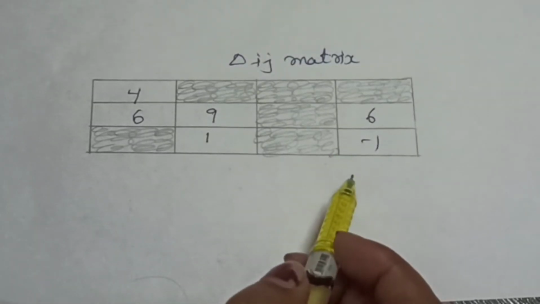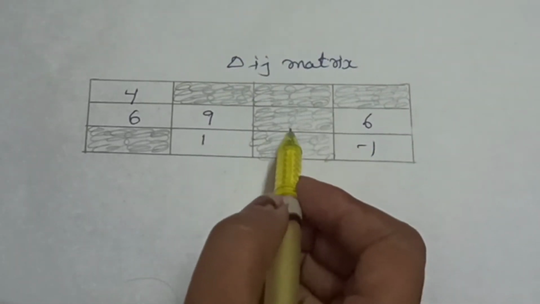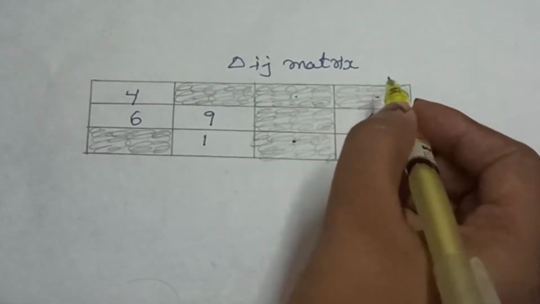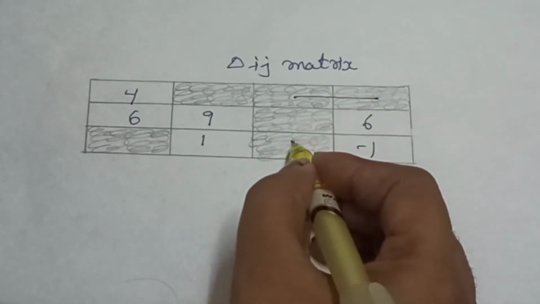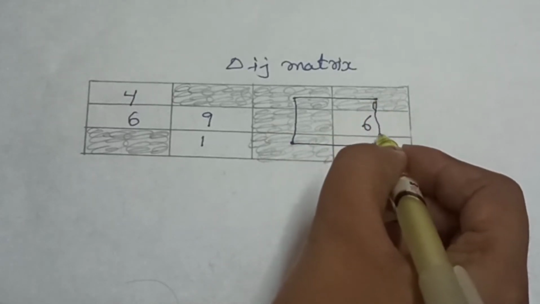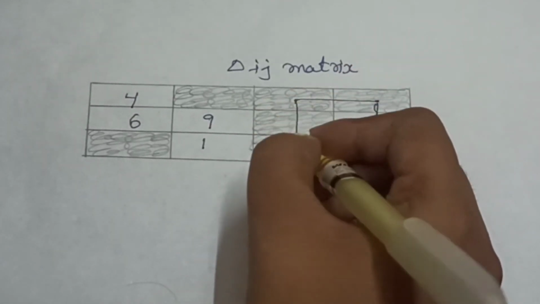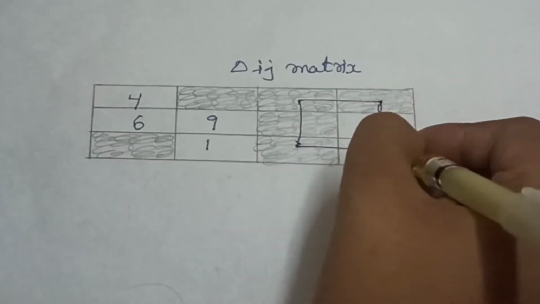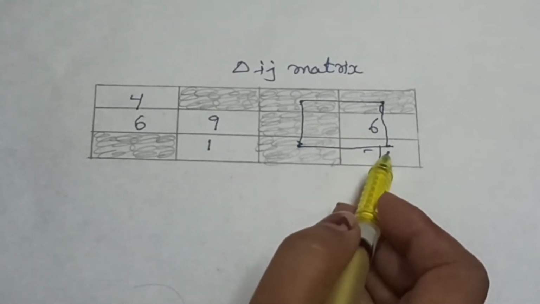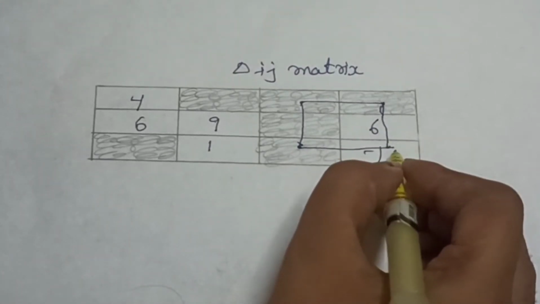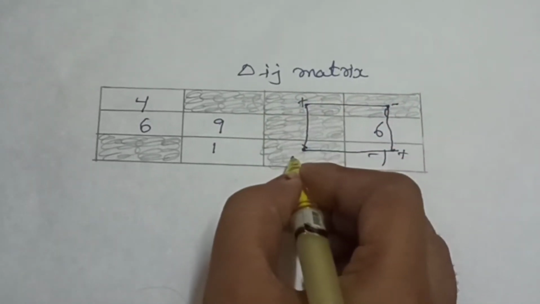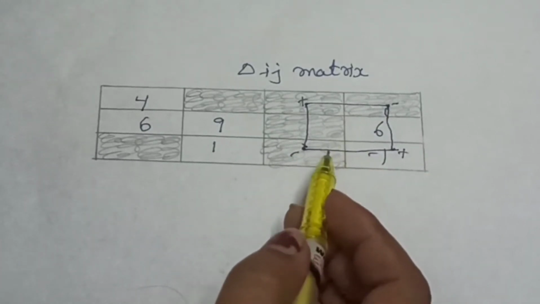Students, you can see here this value is negative and these cells are allocated cells. So our loop will be like this. These are our allocated cells. We can make a loop like this. We have to make a closed loop, and these are our corners. From here we will start and assign plus, here we will assign minus, now plus, now minus. We have to assign these signs.